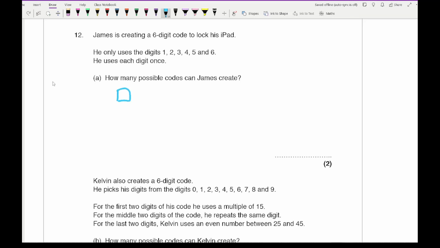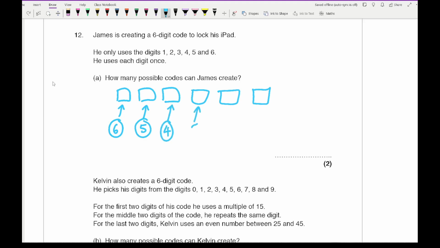So again, let's just set up our 6 little boxes, or what resemble boxes. So here, in his first choice, he's only going to use each digit once. So there are 6 possible digits he could have for his first one. Now he's already used 1 digit, so there's 5 possible numbers he could choose for his second. He's then used 2, so there's only 4. Then there's 3. Then there's 2, and then there is 1. So if I multiply all of those numbers together, let's have a look at the number of possible combinations. So 6 times 5 times 4 times 3 times 2 times 1 gives me an answer of 720.